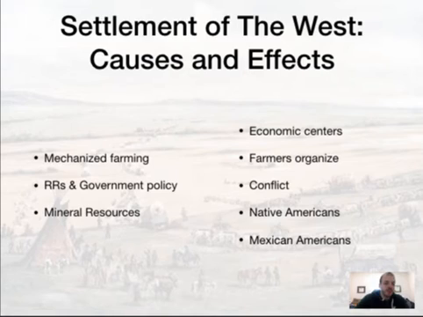We also see farmers begin to organize. Farmers begin to come together, similar to how workers are going to form unions. The farmers organize first into a group called the Grangers, and then later we'll get the Farmers' Alliances, culminating in the Populist Party of the late 1800s and the 1890s.